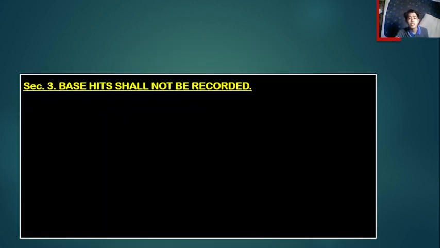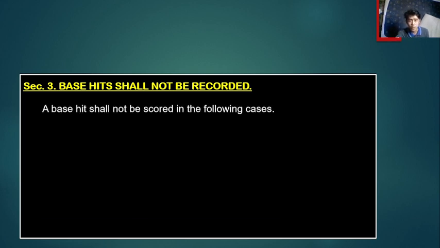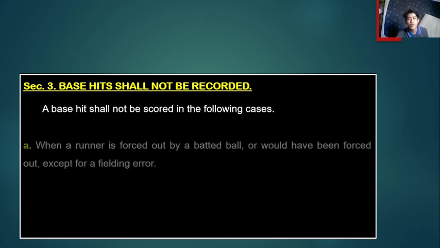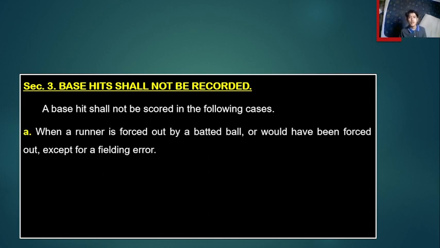So section 3 is that base hits shall not be recorded. A base hit shall not be scored in the following cases: when a runner is forced out by a batted ball, or would have been forced out except for a fielding error. So in this situation, a base hit is not recorded.